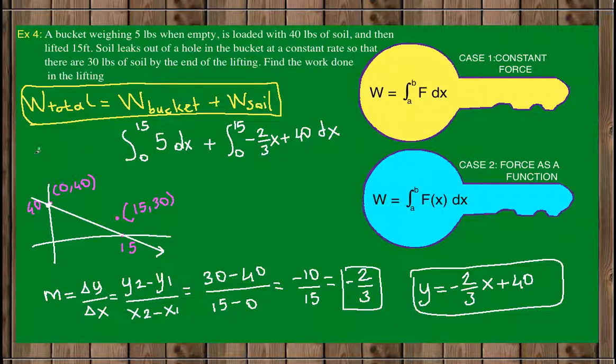So work total equals integration from 0 to 15, 5 dx plus integration from 0 to 15, negative 2 over 3 x plus 40 dx. And you're going to take the antiderivative of these functions and plug in upper and lower boundaries.